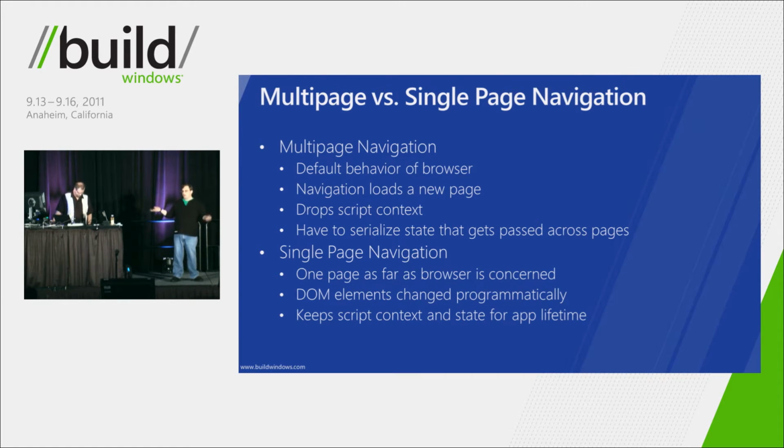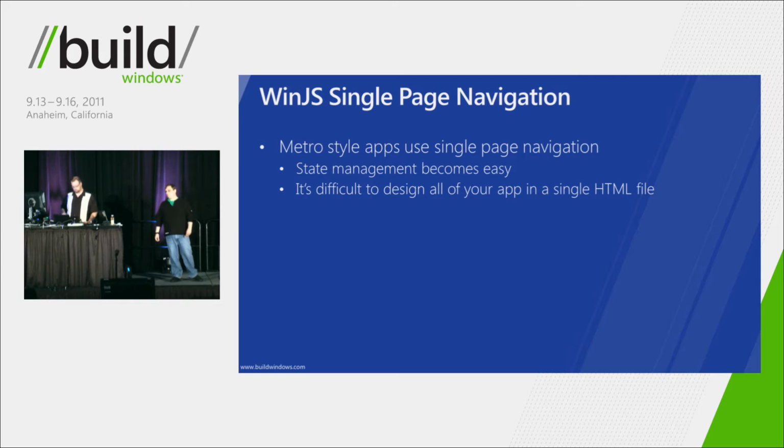As AJAX-style applications have gotten much more popular, those applications typically use single-page navigations. The browser, as far as it's concerned, is staying on a single URL, a single page. It's keeping the script engine and all the variables in the current state, and you manipulate the DOM programmatically rather than navigating the entire browser. Next. Metro-style apps, we fully expect that you will be using the single-page navigation model. It just makes the state management so much easier.